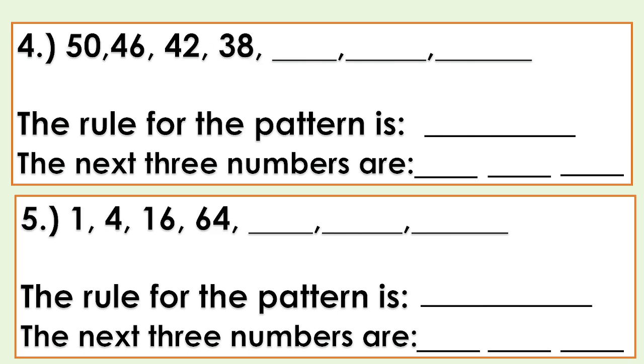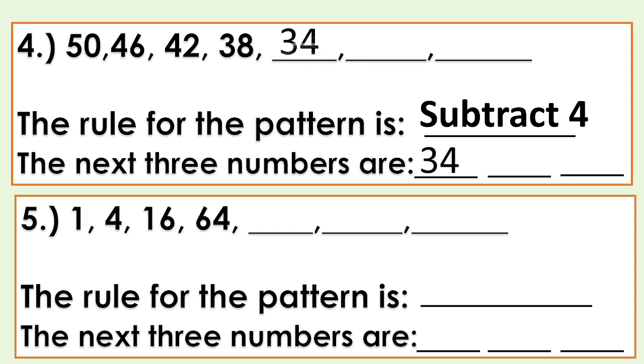Number 4. 50, 46, 42, and 38. The rule for the pattern is subtract 4. The next three numbers are 38 minus 4 equals 34. 34 minus 4 equals 30. 30 minus 4 equals 26.